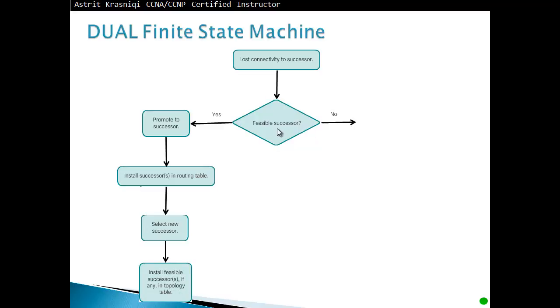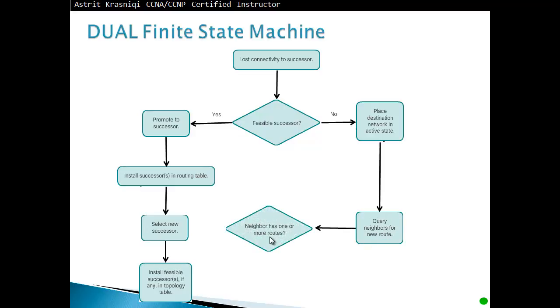If there is not a feasible successor, then place the destination network in the active state, so change that P to A, and query our neighbors. So we send the neighbors a query and say, I lost this route, do you know it? If the neighbor has one or more routes, then that's it. Select a new successor, great. If the neighbor doesn't have one, we will remove the destination network from the topology and the routing table.